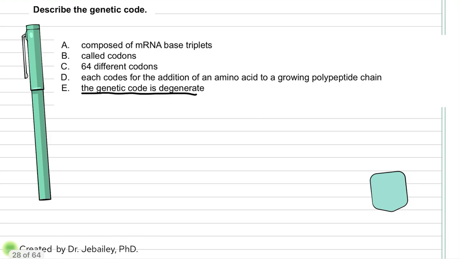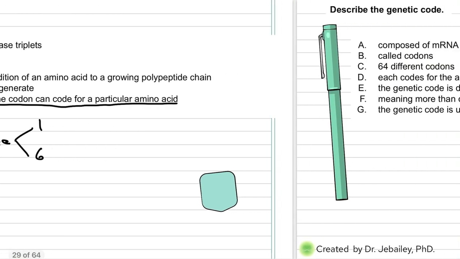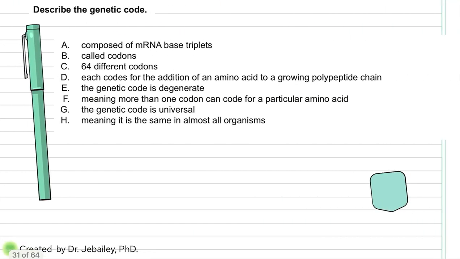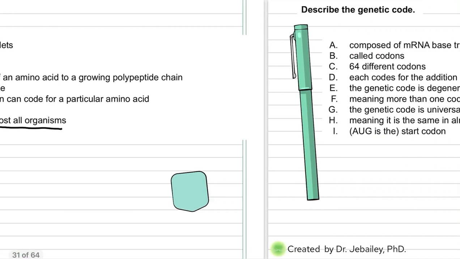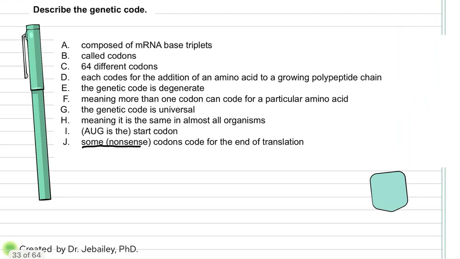The genetic code is degenerate, as I mentioned, meaning more than 1 codon can code for a particular amino acid. That's what I was saying, that one amino acid can have 1 codon or it can have 6 or in between them. The genetic code is universal, and that means it's almost the same in all organisms. AUG is the start codon, and we have some nonsense codons that basically end translation. If you say stop codon, you're still going to get the points because it's considered as the nonsense.